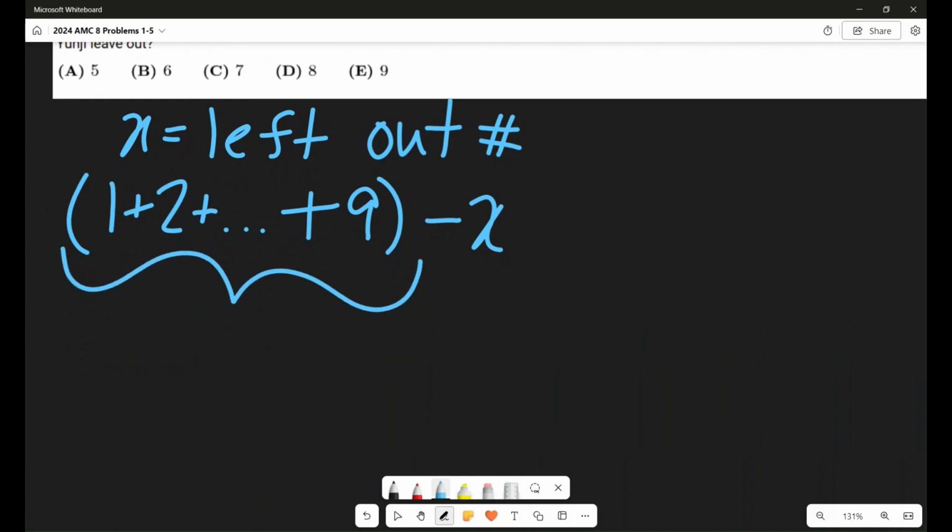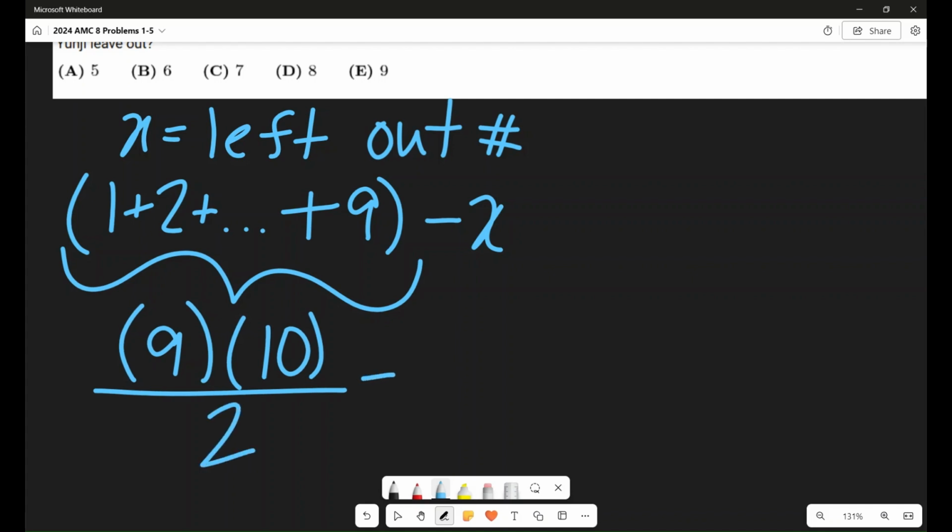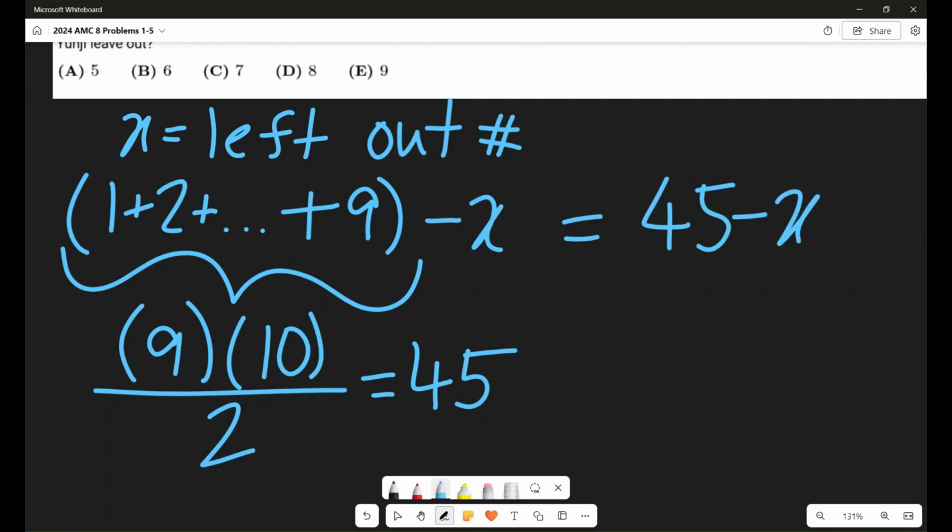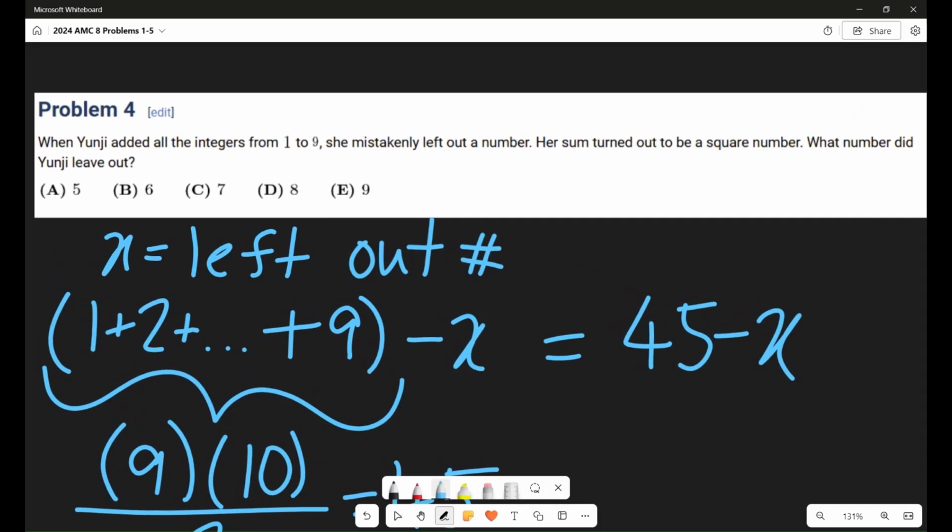And from the formula of the sum of the first n positive integers, we know that this is just equal to 9 times 10 over 2, which is equal to 45. Now, that means that this original expression we had is just equal to 45 minus x. We'll look at the question for information that we haven't used yet, and that here would be that her sum is a square number.